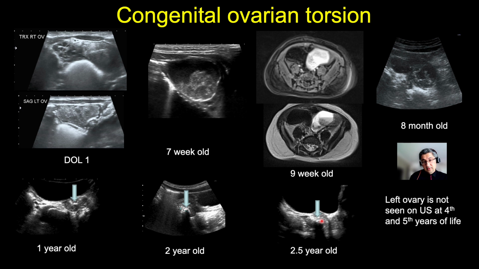Calcification can be seen after ovarian torsion, and also auto amputation can be seen, and we can see wandering ovaries in the abdomen. And this was my last slide.